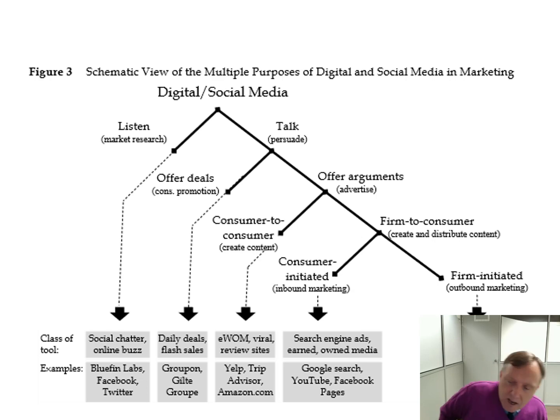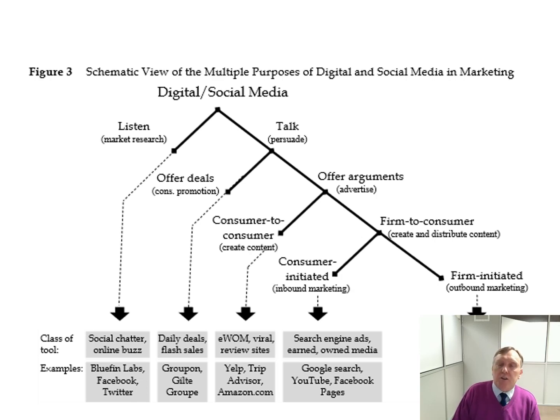So this really is how we can actually see exactly what it is that each one of these things has to do. So it's just a diagram to explain: if the idea is to listen, then the class of tool we'll be using would be social chatter, online buzz. So examples of that are Twitter, Facebook, etc. If it's to talk, I persuade, then we would do that by offering deals. The class of tool would be daily deal, flash sales, specifically Groupon, Groupé, which is the French version, etc.